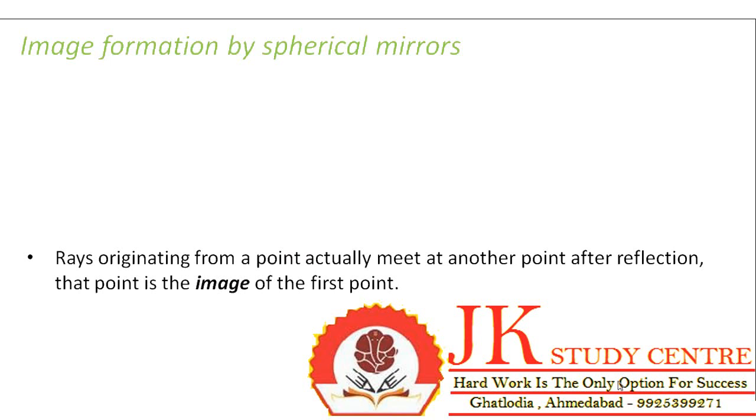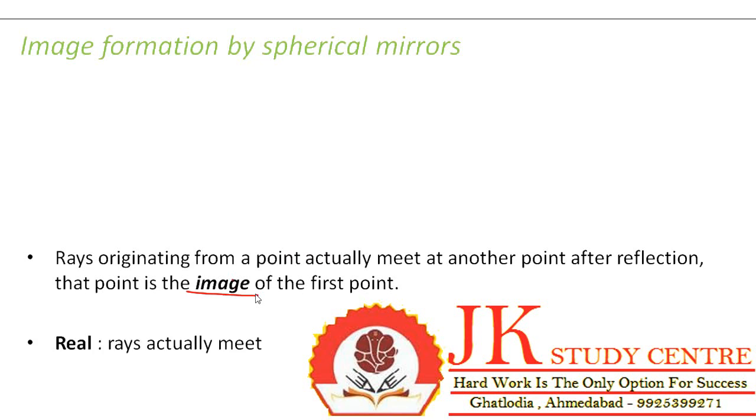The rays originating from a point actually meet at another point after reflection. So the point at which the rays meet after reflection is the point where the image is formed. That means as we go ahead, you will see that irrespective of wherever the object is located, the image will always be formed at the point where the reflected rays meet after reflection, right? So that is the first point.